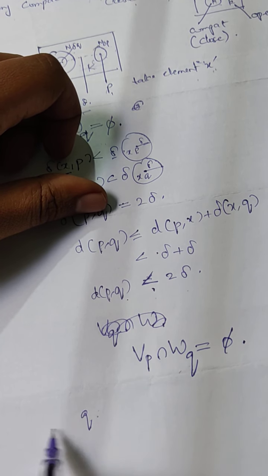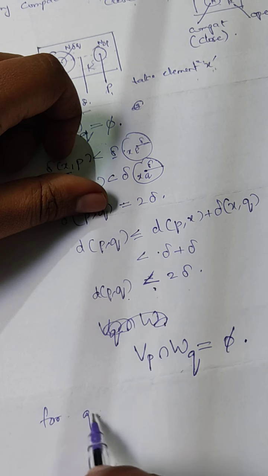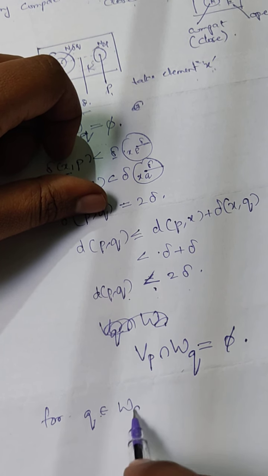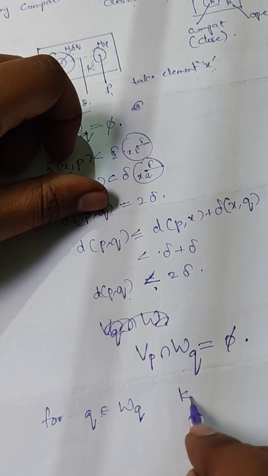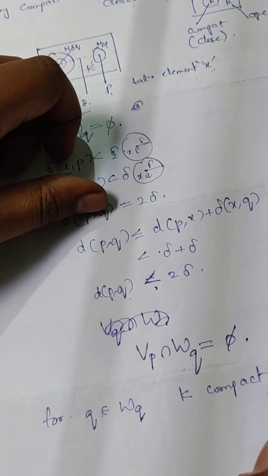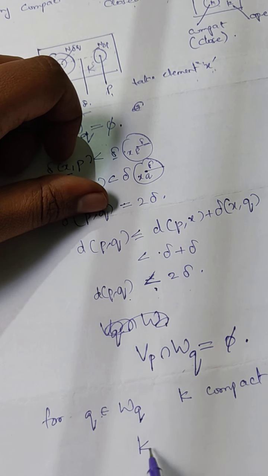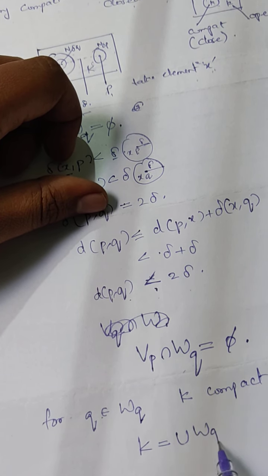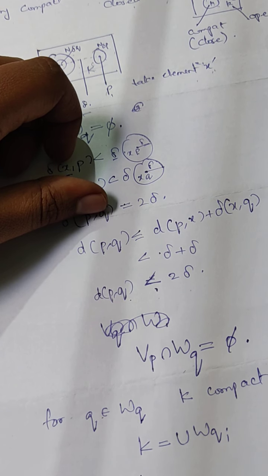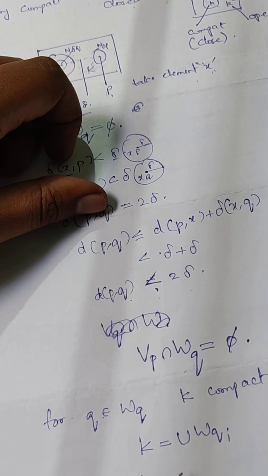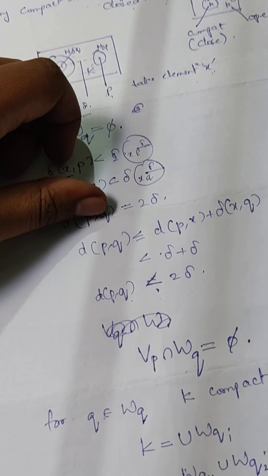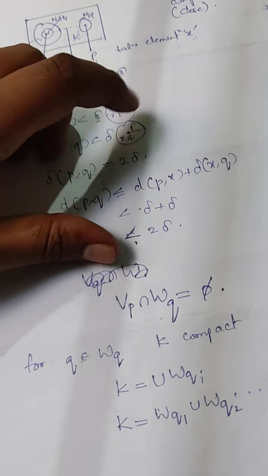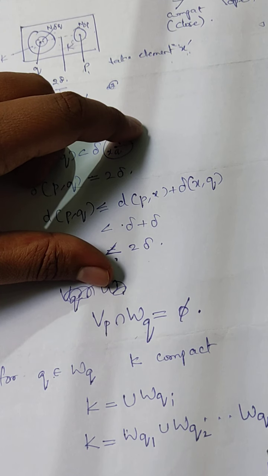All right, so basically we can say that K is a subset of the union, for a point Q that belongs to WQ. We are just considering K is compact, right? So K can be written as union of WQi. Since it is compact, we can write it as finite subcovers Q1, Q2, so on, Qk, finite subcovers.